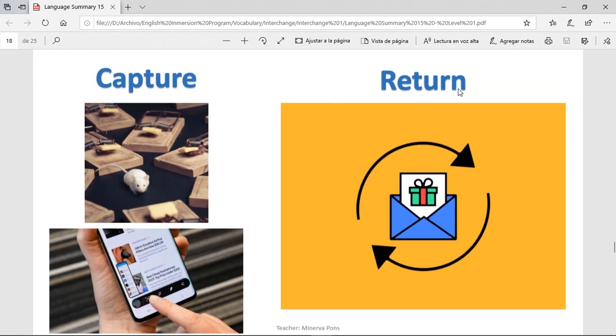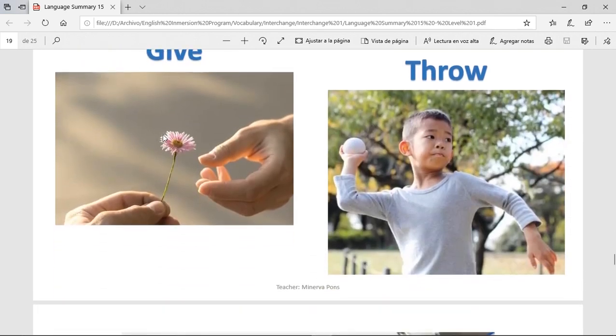Okay. Return. To return is to give back something. You can return a gift to the sender or a mail to the sender, for example. To give. To give is when you have something and you hold it and you give it to another person. It's like when you transfer something from you to another person.